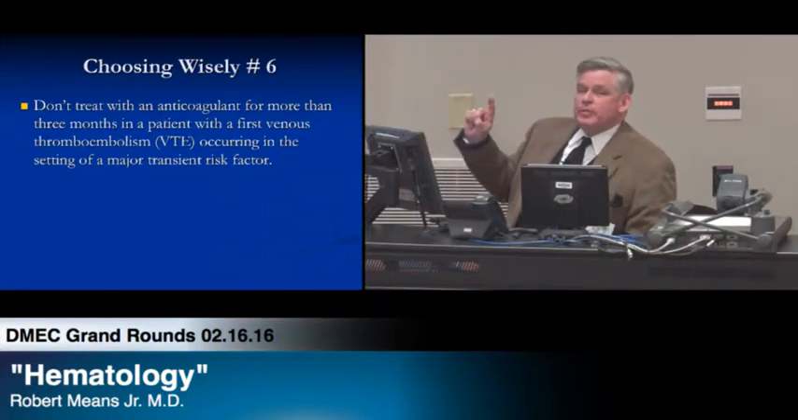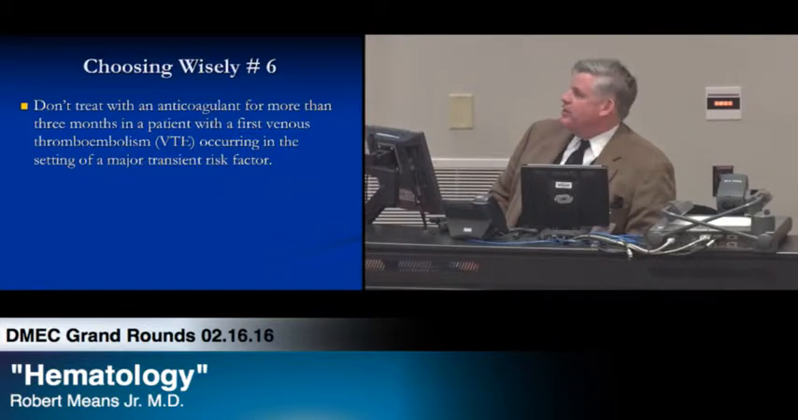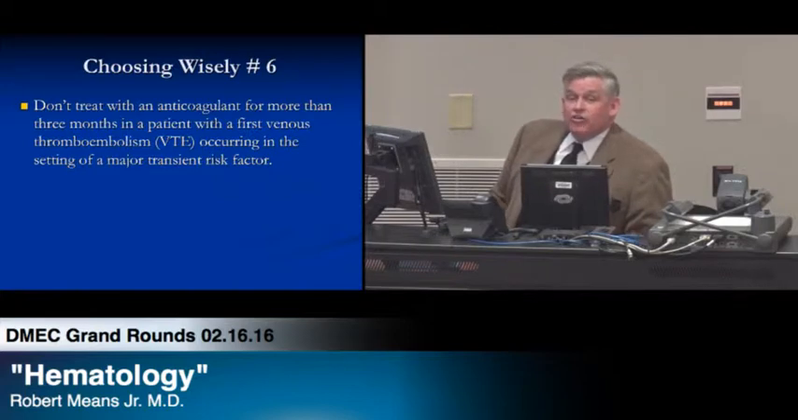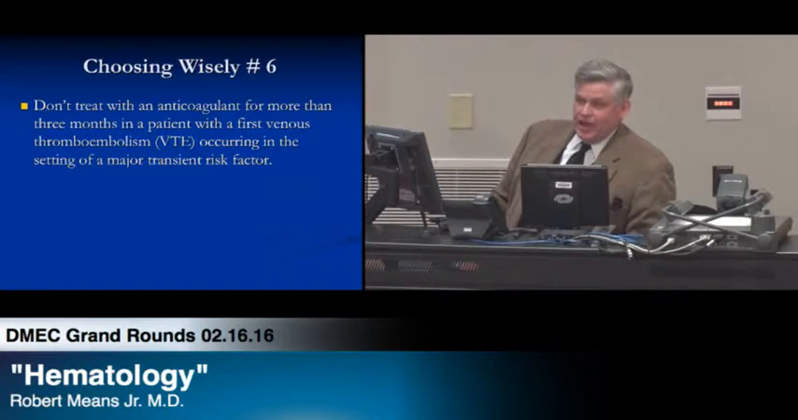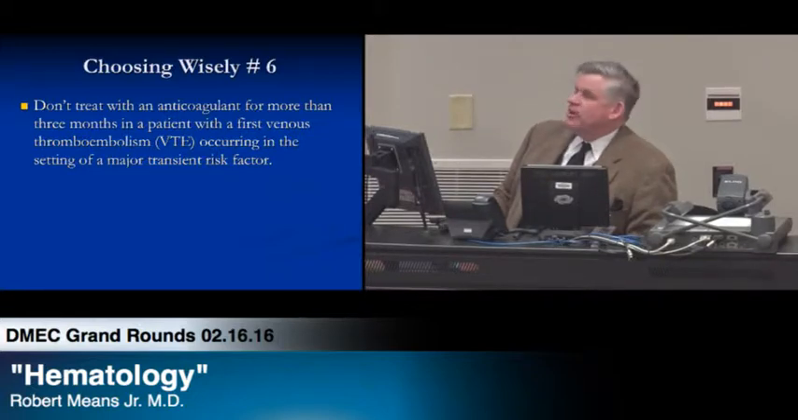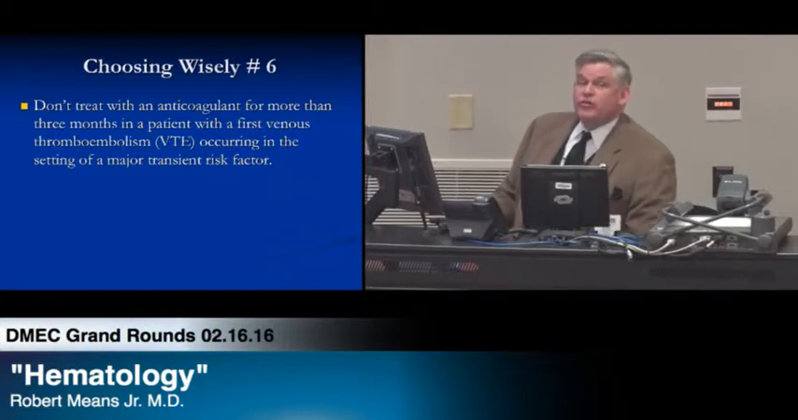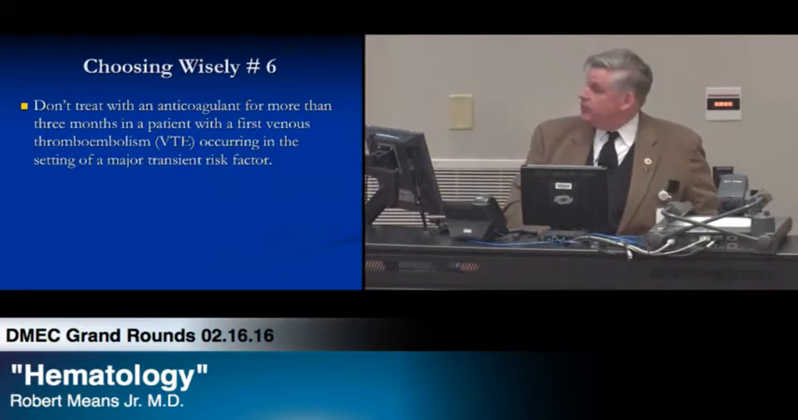Now, let me jump a little bit into therapy. Choosing Wisely, item number 6, is to not treat with an anticoagulant for more than 3 months in a patient with the event associated in the setting of a major transient risk factor. Again, that also implies that the transient risk factor has gone away. If you are immobilized and have a thrombotic event, one would be cautious after discontinuing it if you're still immobilized, although you might perhaps look at, under certain circumstances, switching from full therapeutic anticoagulation to, for example, prophylactic anticoagulation after 3 months.